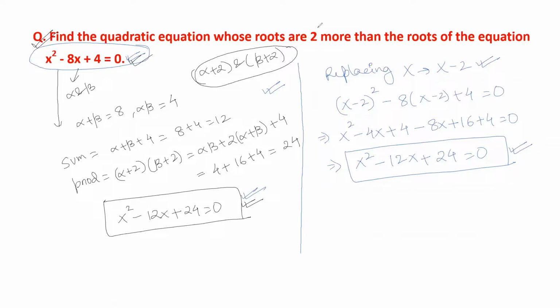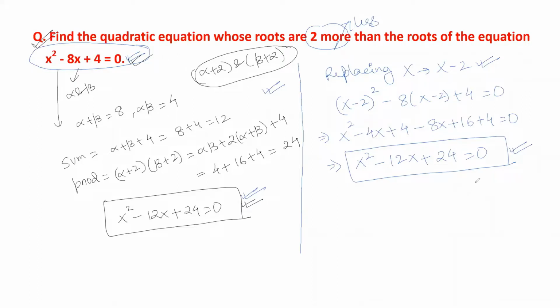So if the roots are 2 more than the roots of an equation, we can simply replace x with x minus 2 to find the required quadratic equation. In a similar way, if the question would have been find the quadratic equation whose roots are 2 less than the roots of this equation, in that case, we would have replaced x with x plus 2 to find the required quadratic equation, and so on.